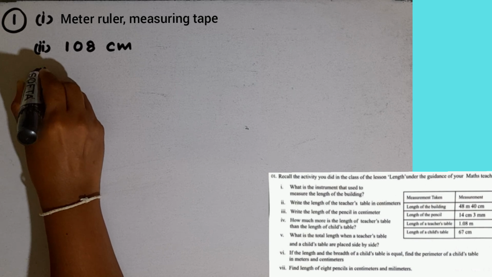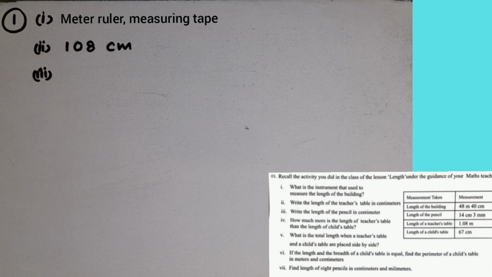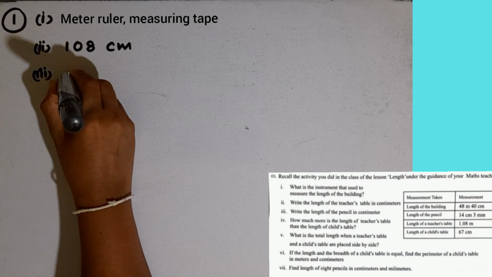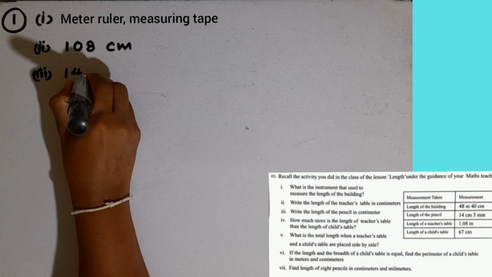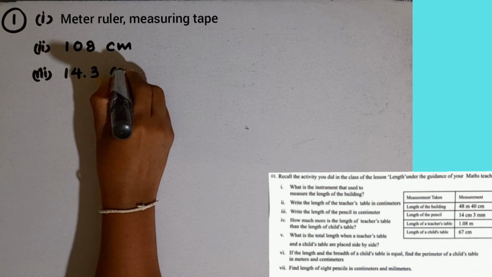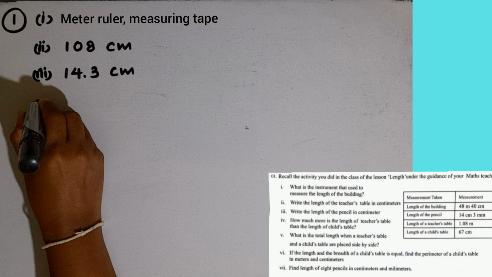Part 3. Write the length of the pencil in centimeters. Length of the pencil is 14 centimeters 3 millimeters. It can be written in centimeters as 14.3 centimeters.